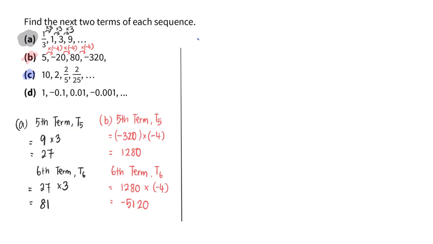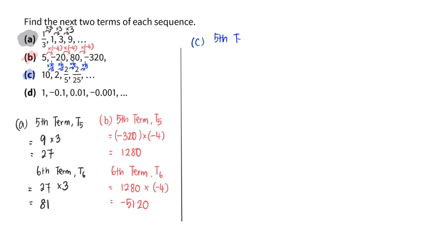For part C, do take note, what is the pattern? Yes, we are always, you can see it as divide by 5. We always divide by 5, or we are actually multiplying by 1/5. And 2 times 1/5 is 2/5. 2/5 times 1/5 is 2/25. And therefore we will be able to get the next 2 terms quite easily.